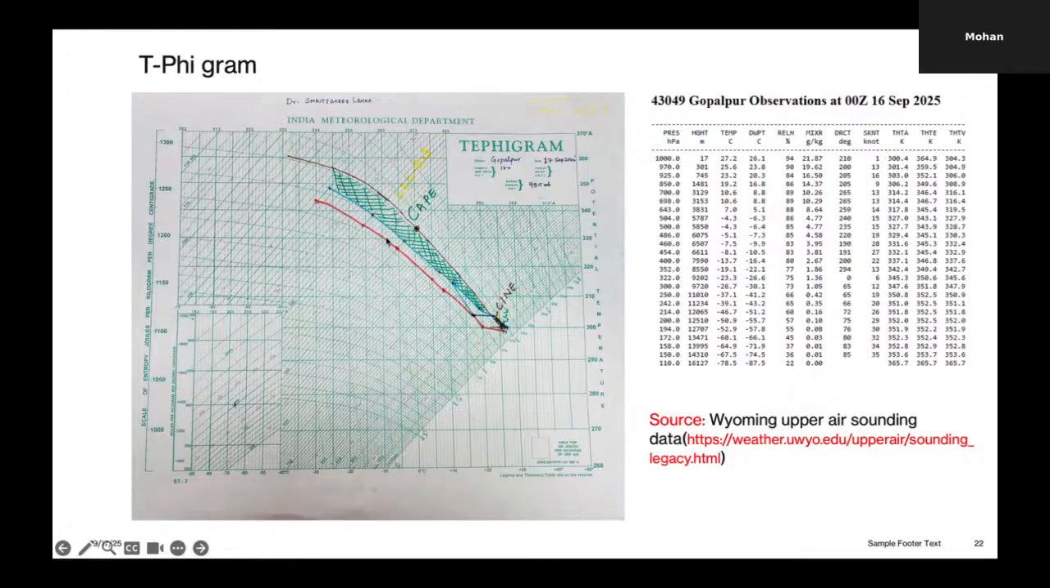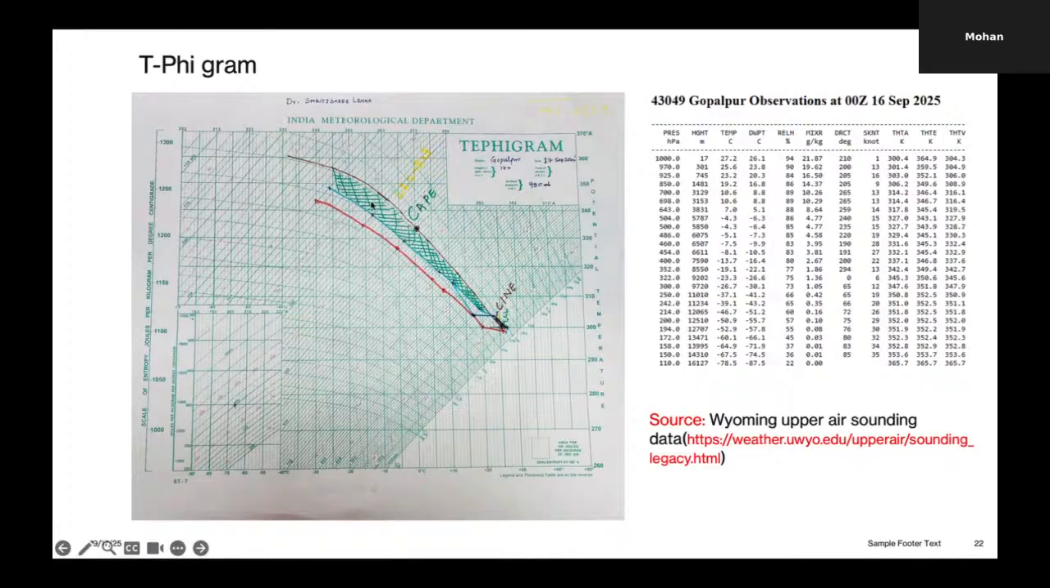The blue and red lines are nothing but your ambient air temperature and dew point temperature. Dew point temperature is always on the left side of the curve because it is always lower than the air temperature. And you compute the cloud base level, the LCL. I'm not going into detail, but if you compute the LCL and go on with the moisture adiabat line, these curved lines are the moisture adiabat.